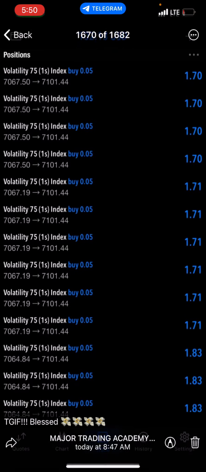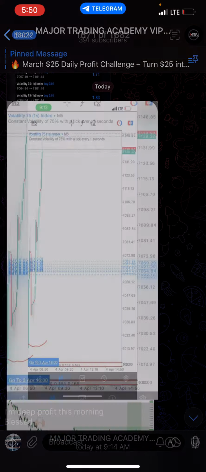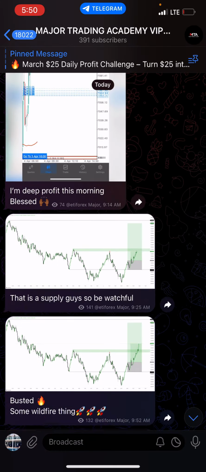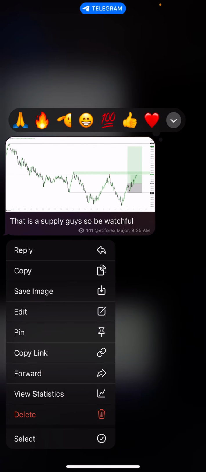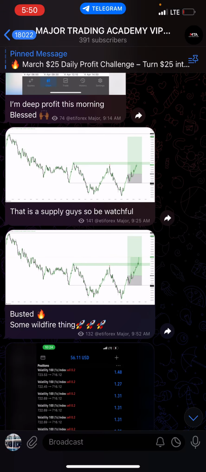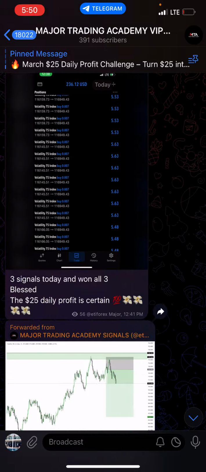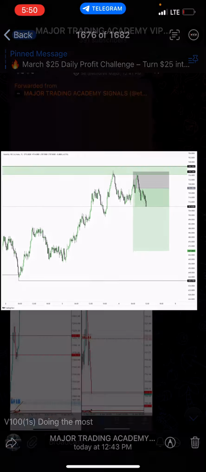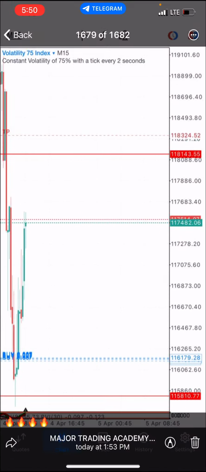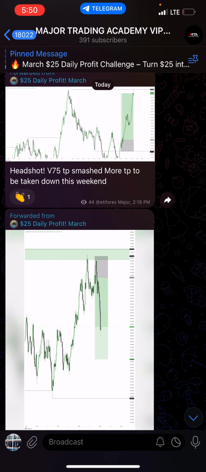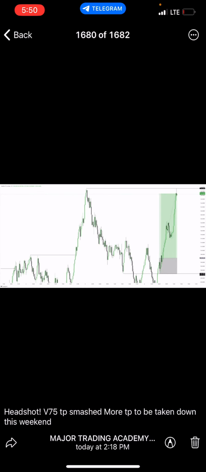You can see VIX 75 1s profit running. You can see the market still going up, still flying up. All the signals, you can see this one too. So I gave the third signal, which is on VIX 75. You can see we smashed our TP here on 75 1s.